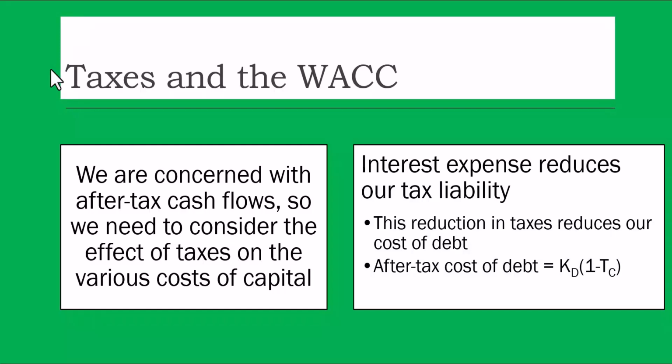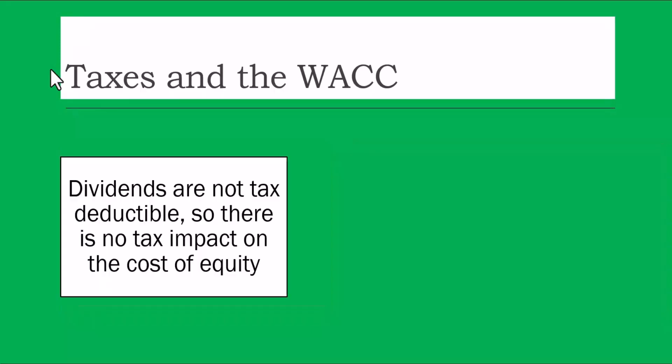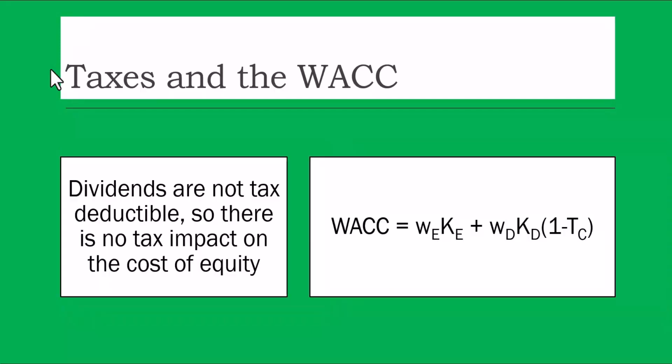Is that okay? So now this becomes your weighted average cost of capital, where we use the weight of E multiplied by the cost of equity, plus the weight of D, which is the debt, multiplied by KD into (1 minus TC). So that will become your WACC.